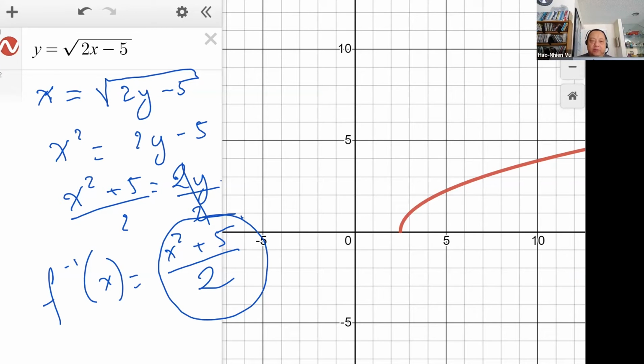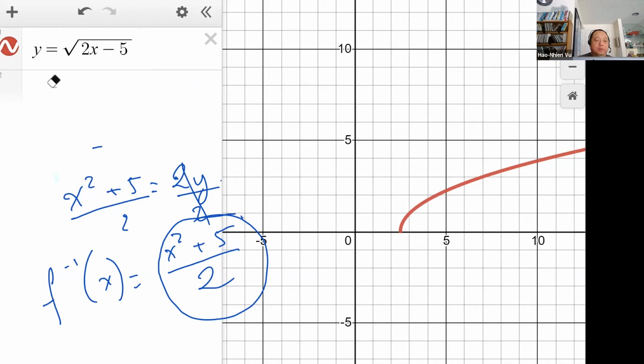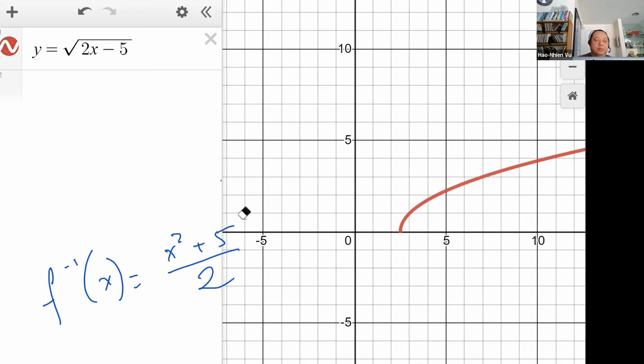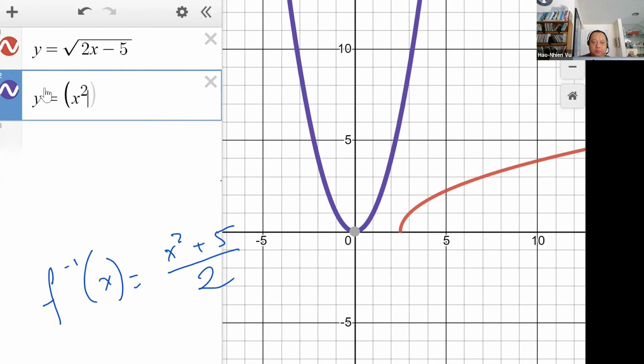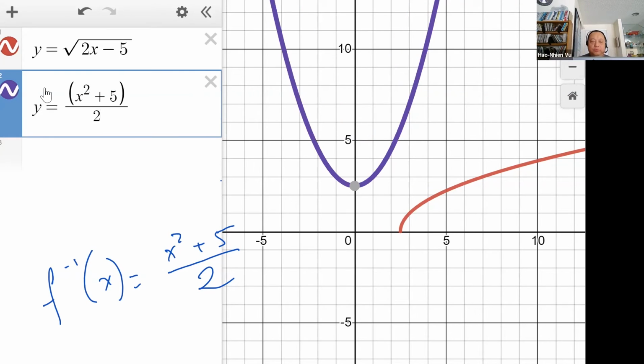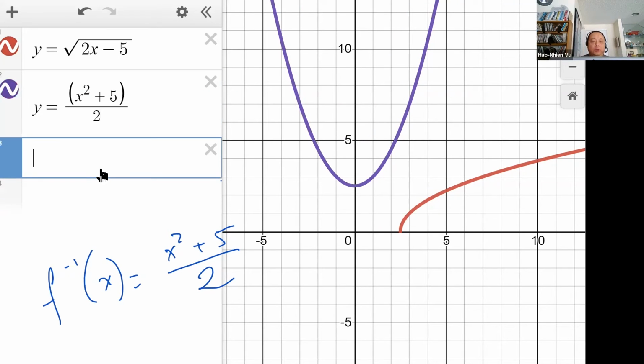If you look at the hint in the homework, it says look at the range of the function f(x). Let's see. Let's take this and type it in. y equals (x squared plus 5) over 2. Well, so yeah, that's your (x squared plus 5) over 2. And it doesn't look like the reflection of the original function, right?